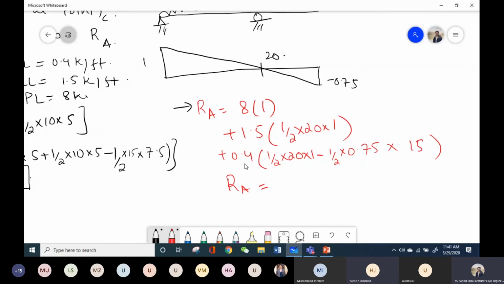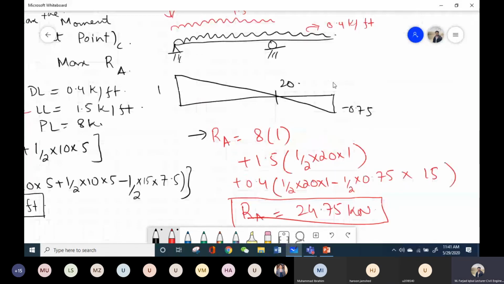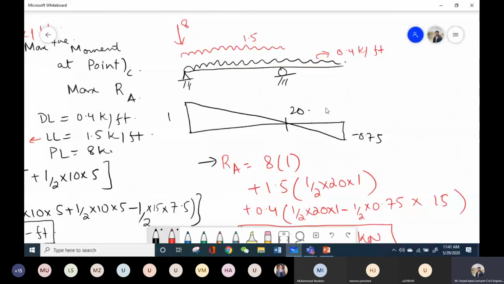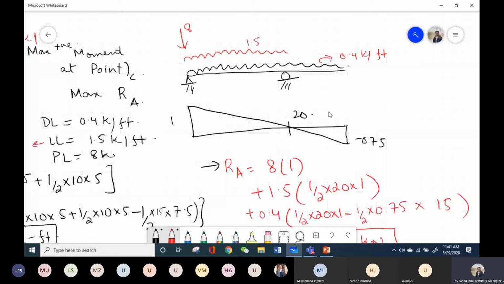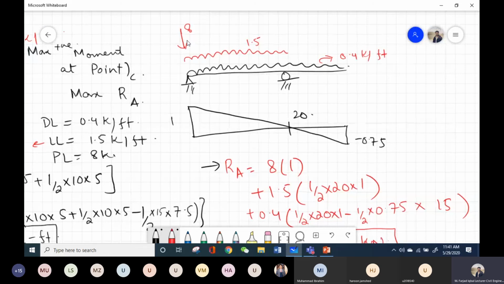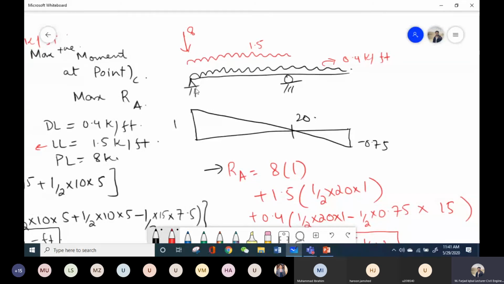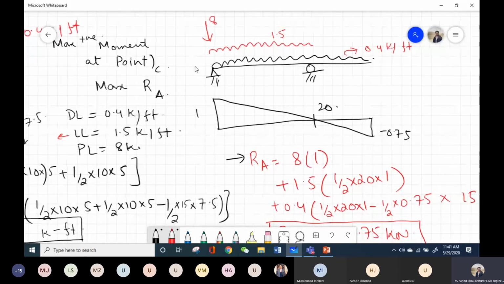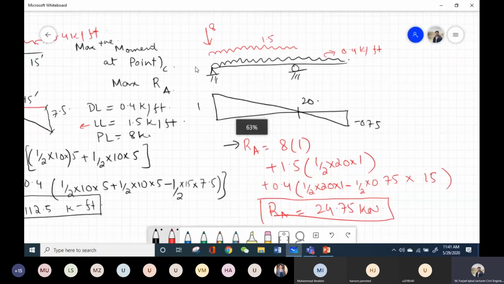Yes. So this maximum value of reaction at A, what does this mean? That the maximum value of reaction at support A will be in the case when the dead load is acting over the entire length, the live load is acting in the portion between these two supports, and the point load is directly above this support. So this basically concludes today's lecture, and we were supposed to solve these two questions. If you have any question, you can ask me right now.